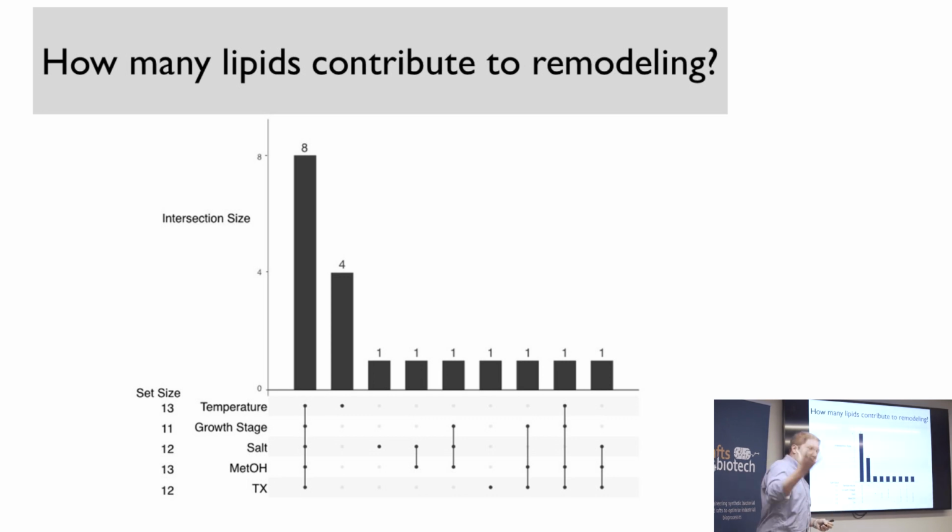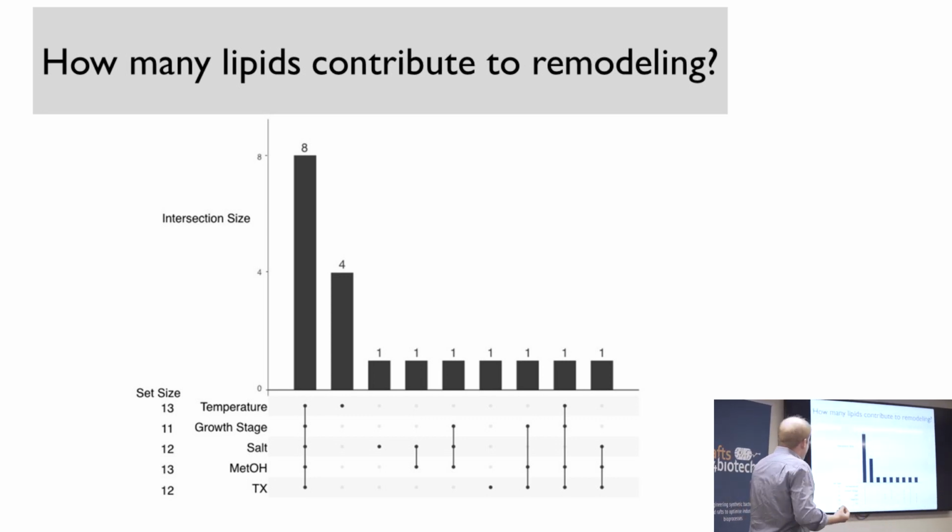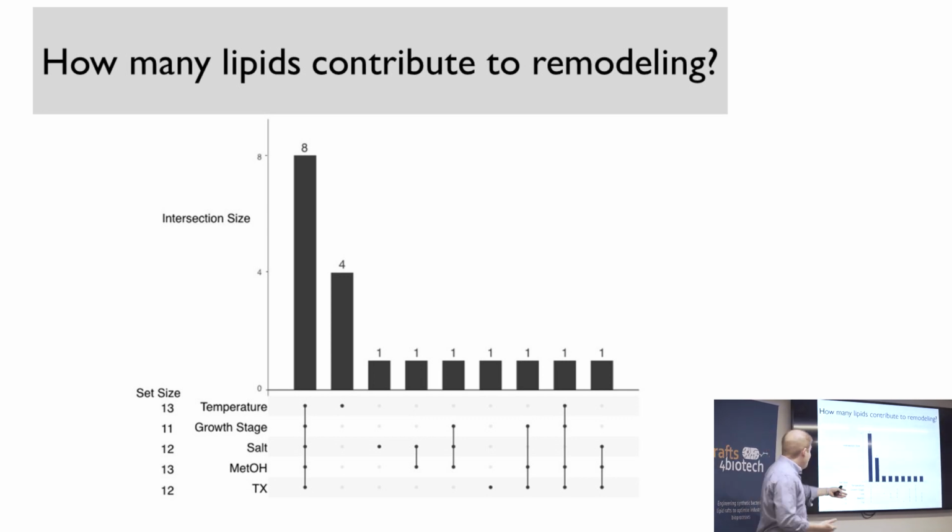So for temperature, there are 13 lipids that account for most of the variability. And for growth stage, it's only 11 lipids. But basically for all the conditions, there's somewhere between 11 and 13 lipids that are accounting for most of the variation in the lipidome. If we now look at how many of those lipids are shared between all of the conditions, in other words, how many are universally changing, that's this left bar, there's 8 of them. So more than half of the most variable lipids are all changing in the same conditions, in different conditions, sorry.